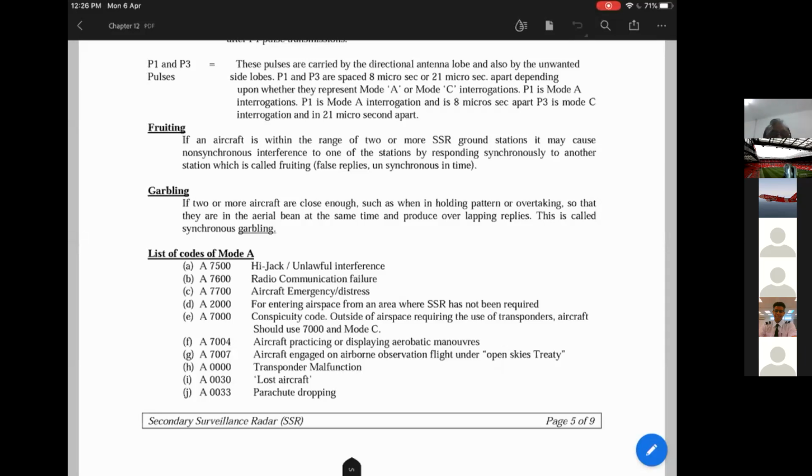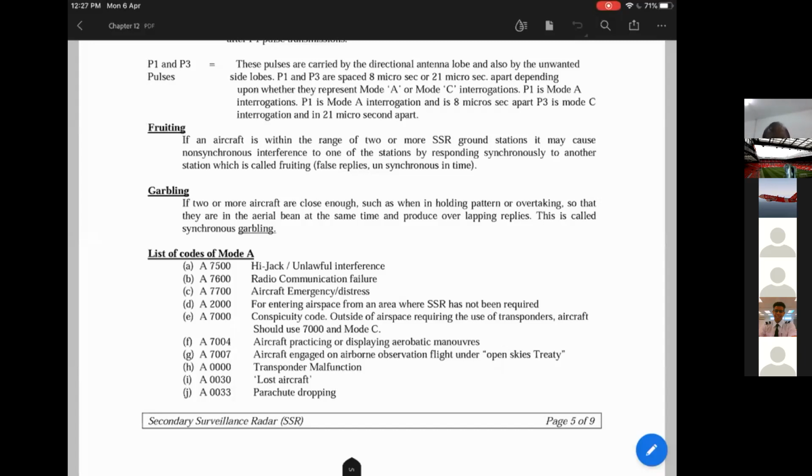Right? Yes, sir. Next, whatever you see below happens to be the emergency codes. As I mentioned, mode A is applicable for identification and the emergencies. These are the various codes available.